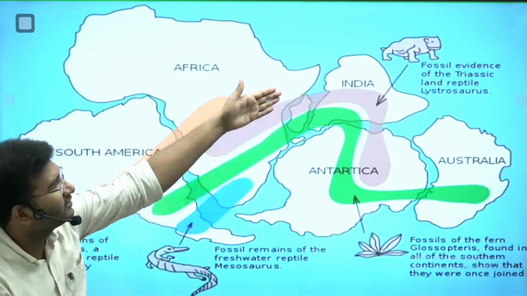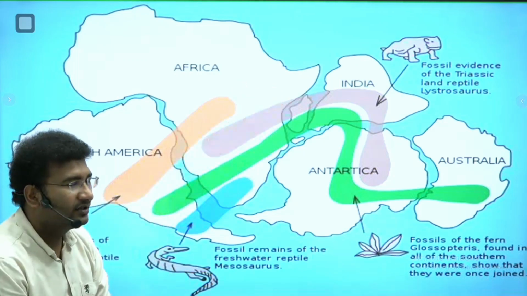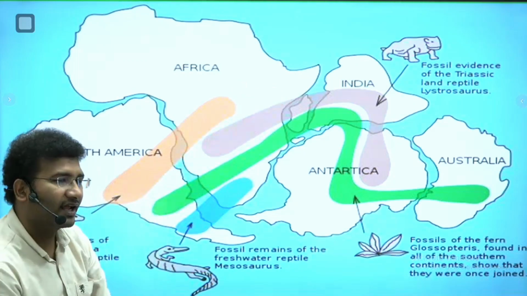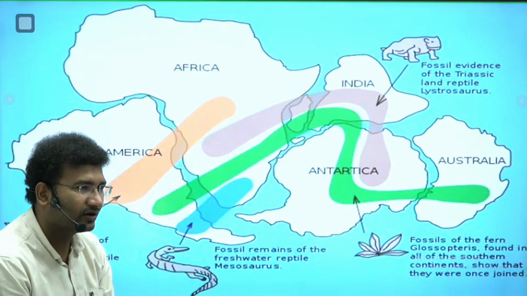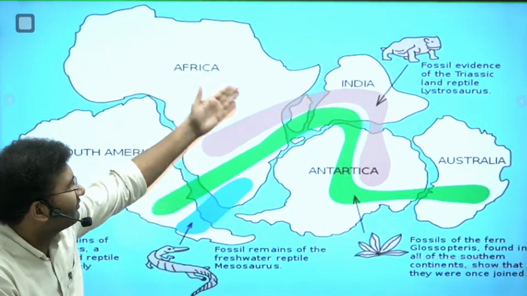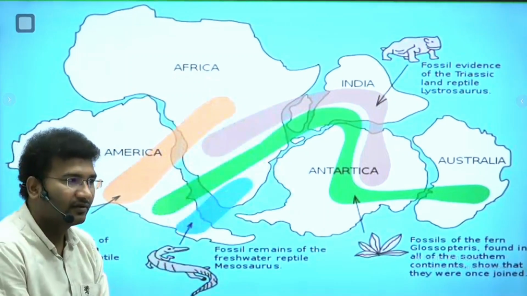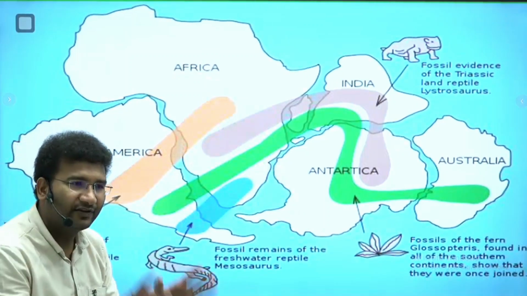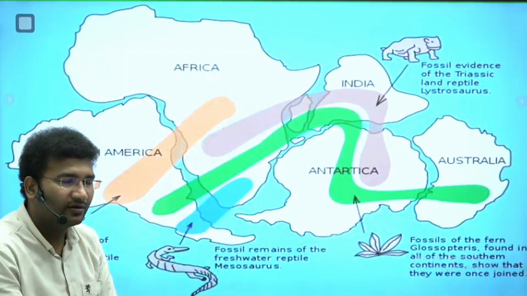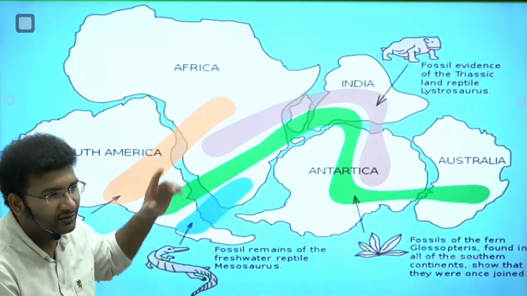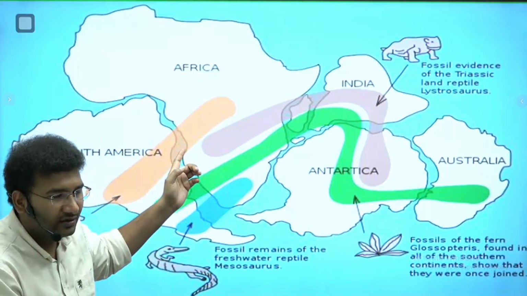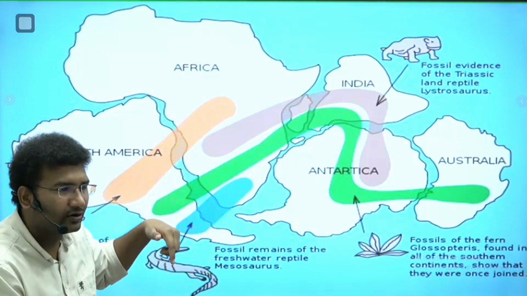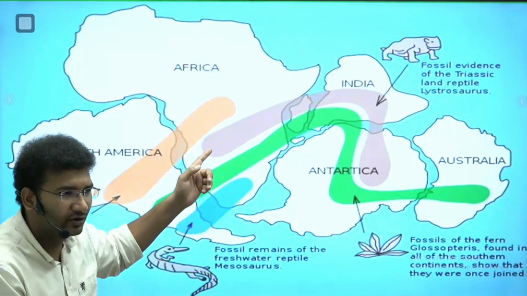And the last one is the Lystrosaurus. Lystrosaurus is again a Triassic land species. It is not present in water. Now that species is also present in Africa, India and Antarctica. He came up with these evidences and he said, okay, these are my evidences that these continents were once together, because these species cannot swim. If they cannot swim, how are they present on two different continents? This was the question.